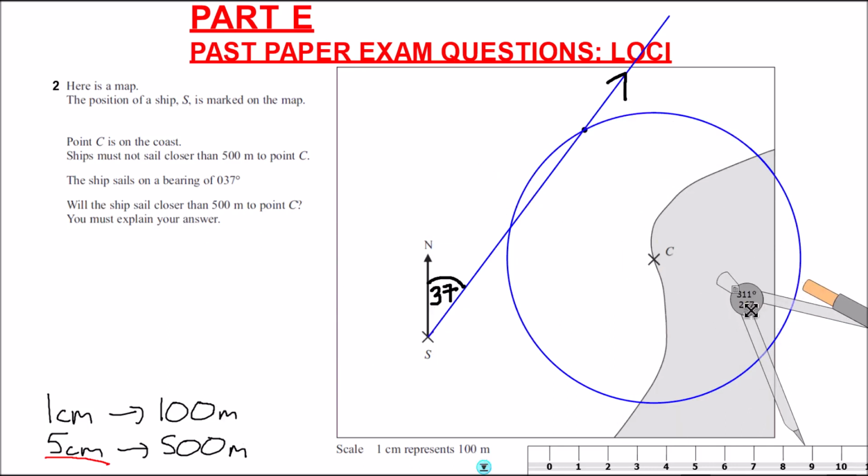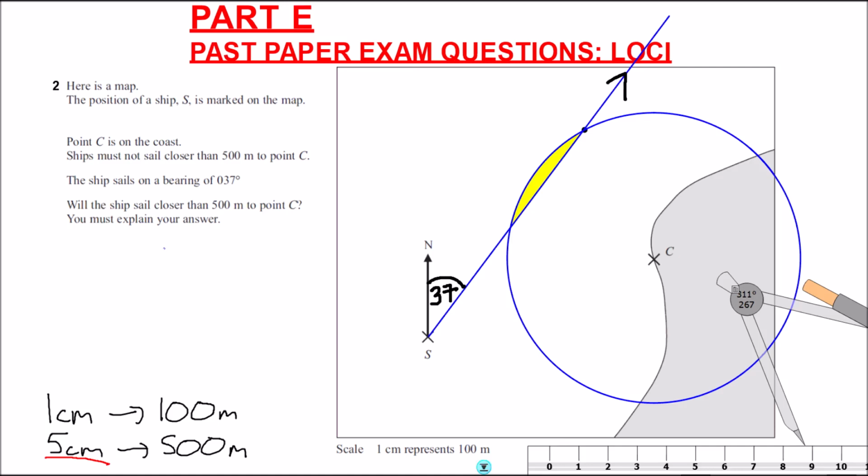And so the question here is, will the ship sail closer than 500 metres to point C? And we need to explain our answer. What we've actually got here is, here we're not close to point C, but then this line does go inside this forbidden circle. So the line goes inside the circle, and between here and here it is closer than 500 metres to point C. This yellow bit here I've coloured in represents the region which is too close to point C.